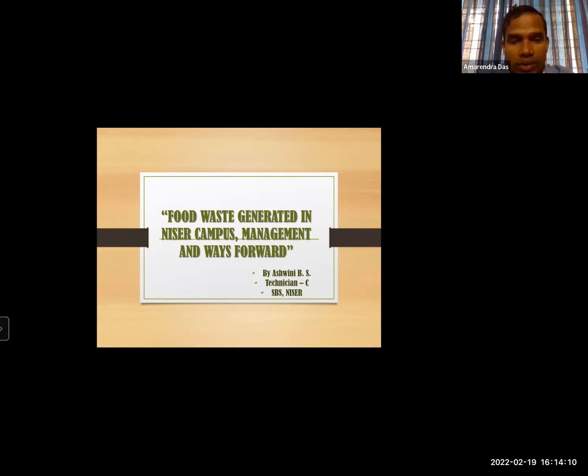So today we're having the fourth day of Swachhata Pakhwada, and today we are doing the audit of the food waste that we are generating in NISER campus. The Swachhata Seva committee member, Ms. Ashwini Babruvahan Sethi, a technical officer in the School of Biological Sciences in NISER, would be making a presentation telling us the details of the food waste that we are generating and how we are using that food waste now. So with this, now I invite Ms. Ashwini to make her presentation. It's over to you.